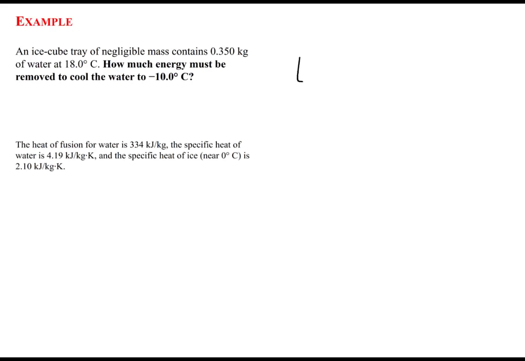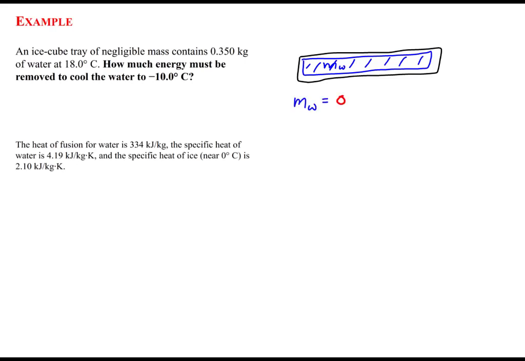Okay, so what we have here is a tray full of water that we are going to use to freeze into ice cubes. I'll illustrate this in two parts. I'll illustrate this as water, which is part of our system. I'll signify that with m sub w for the mass of the water. We know the mass of the water is 0.350 kilograms.